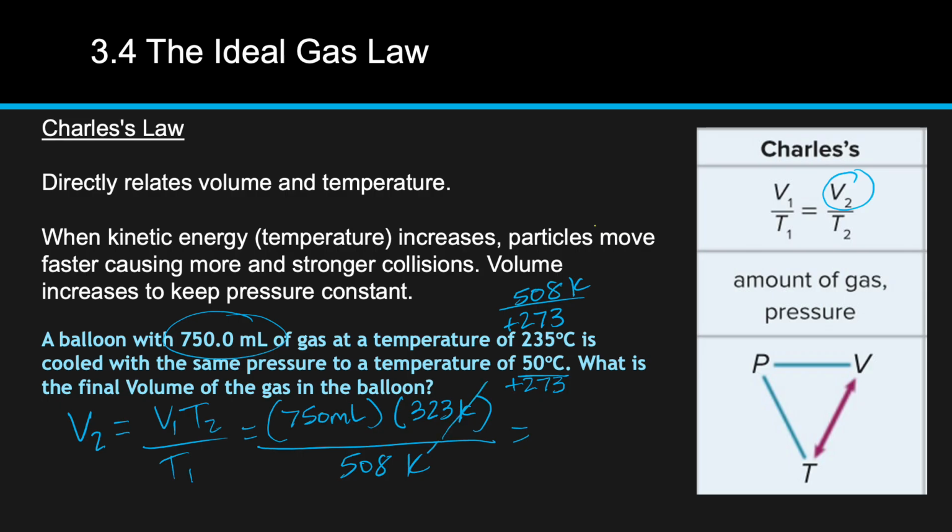Now you can see our temperature units cancel out and we're left with milliliters. Since it did not ask for a specific unit of volume, we're just going to keep it at milliliters. So we have 750 times 323 divided by 508, and that's going to give us 477 milliliters. So as you can see, our temperature went down from 235 to 50, and our volume also went down from 750 to 477.